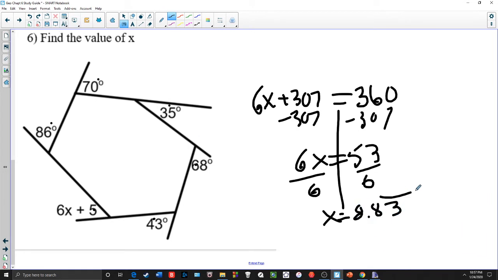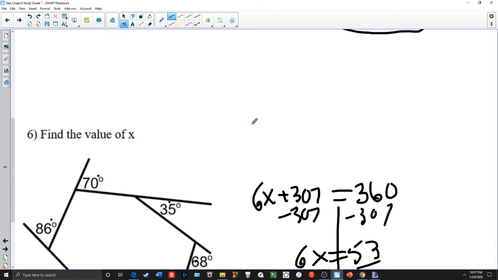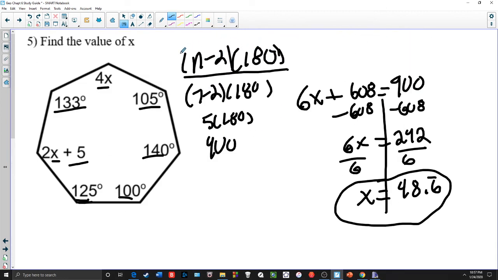8.83. Repeating, I believe. So again, outside angles will always add to 360 when you set up the equation. Inside angles will always add to this formula here, whatever that gets you, when you set up your equation. And then after that, it's just a matter of combining like terms to get the other side. And once again, make sure you read the directions, because they ask you to find the missing angle. You have to plug that x back into the appropriate angle and make sure you get the degree of that angle rather than just x.